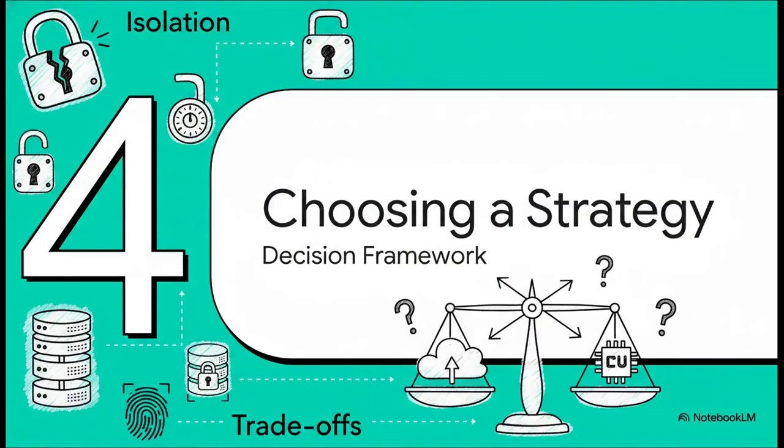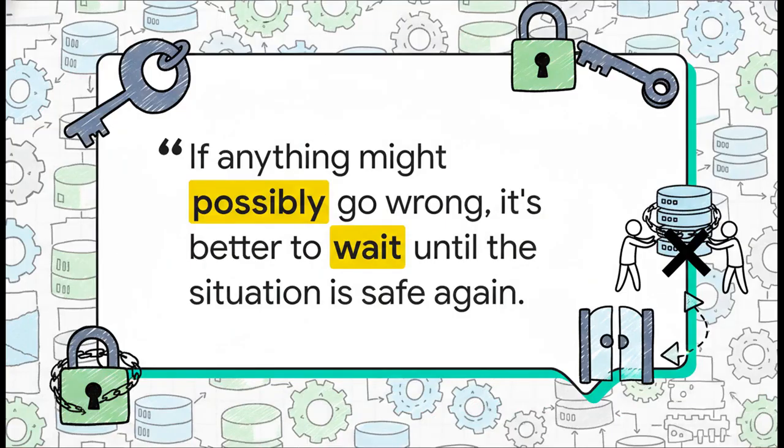So we've got isolation, and we've got a few different kinds of locks. This brings us to the most important part. How in the world do you choose? Well, it all comes down to understanding the trade-offs. And for that, you need a clear decision framework. This quote perfectly captures the philosophy behind traditional locking. It's called pessimistic because you basically assume a conflict is probably going to happen, so you lock the resource before you even start your work, just in case. It's definitely safe, but it can be slow if it turns out conflicts are actually pretty rare.